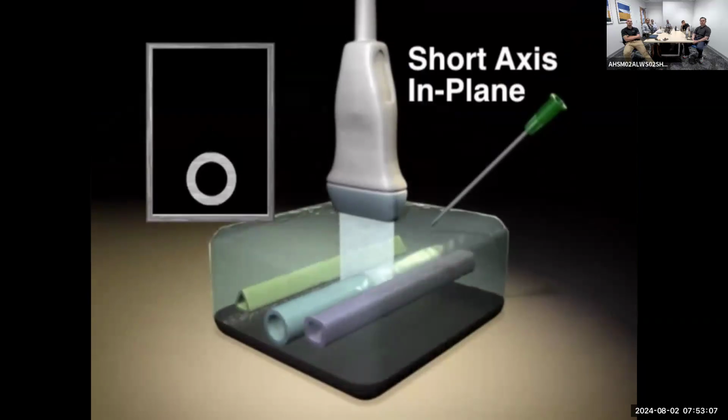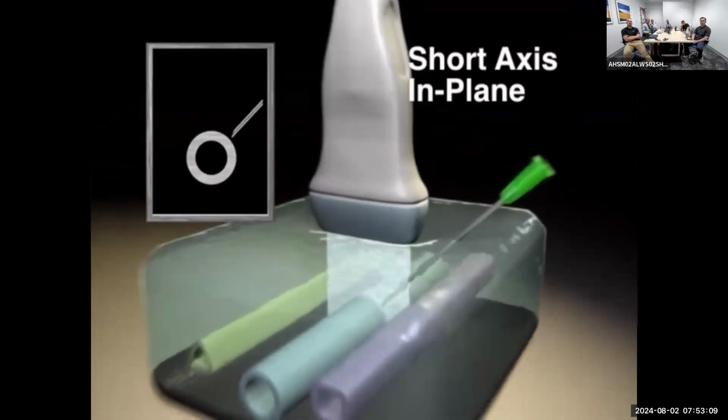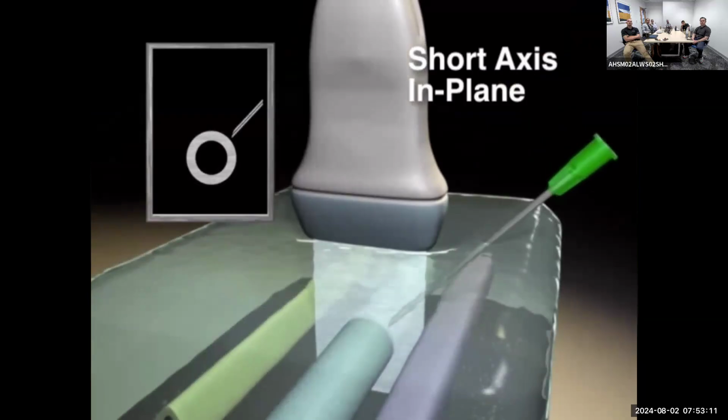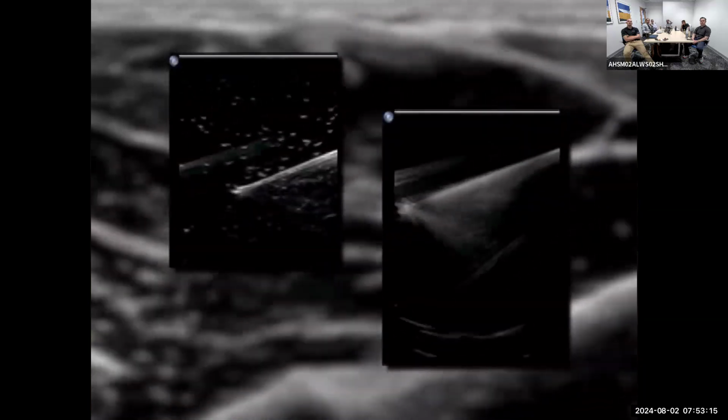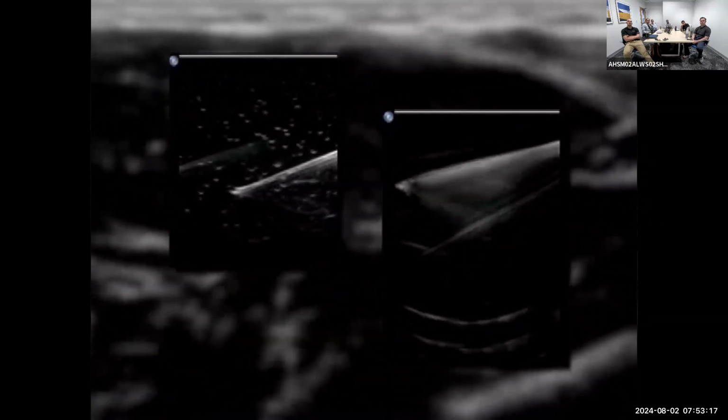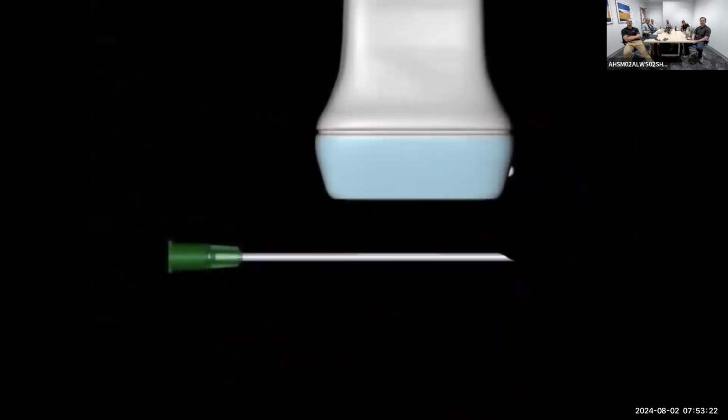It makes it much easier to see it in plane. So we do some things short axis, but the majority of what we try to do is long axis to the needle. And you want to see that stair step at the end of the needle so that you know that's the tip. If you don't see the stair step, then you're not 100% sure where your needle is.